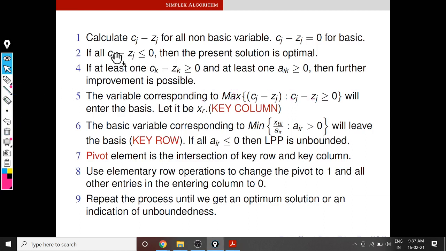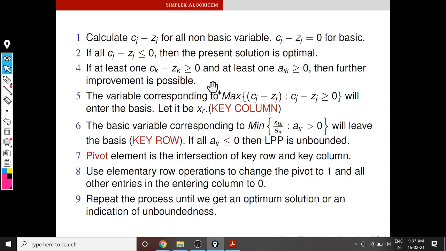After computing the Cj minus Zj, if all the Cj minus Zj are negative, less than or equal to 0, then the present solution is optimal. If at least one is positive and at least one entry in the respective column is positive, then further improvement is possible.